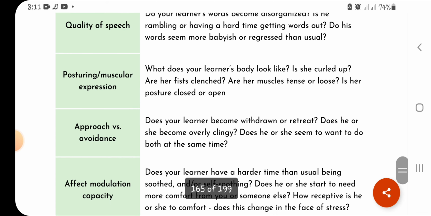That classroom is a safe place for him to share what he is feeling. And also, we also have to observe the posturing or muscular expression. What does your learner's body look like? Is she curled up? Are her fists clenched? Are her muscles tense or loose? Is her posture closed or open?